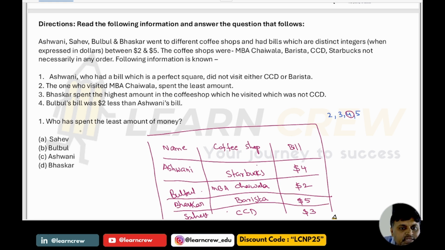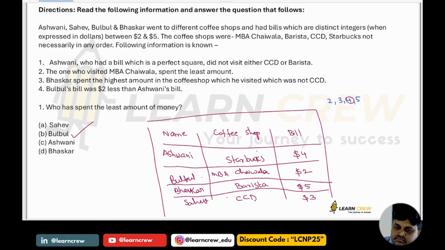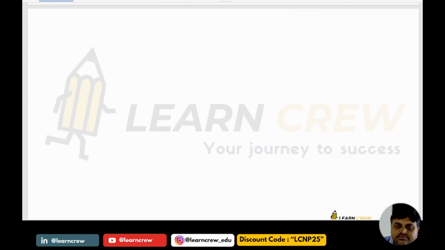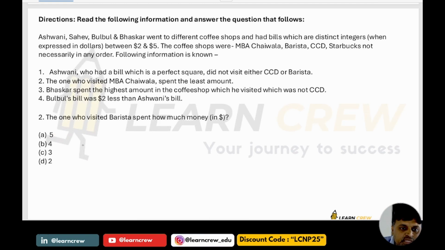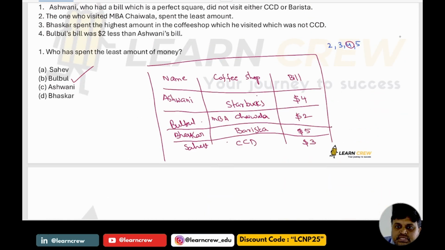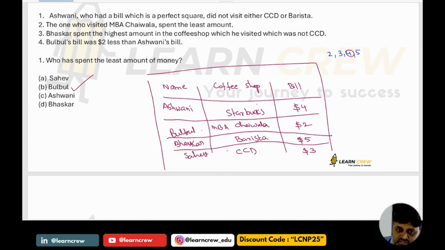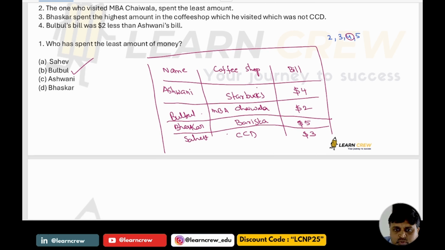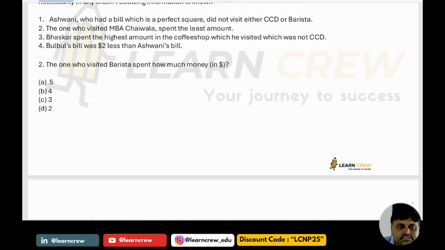Now please see here who has spent the least amount of money. Least amount here is $2. $2 is spent by whom? Bulbul. So answer is B. Now please see second question. The one who visited Barista spent how much money? If you see here, Barista visited by Bhaskar and he paid $5. So answer is $5.